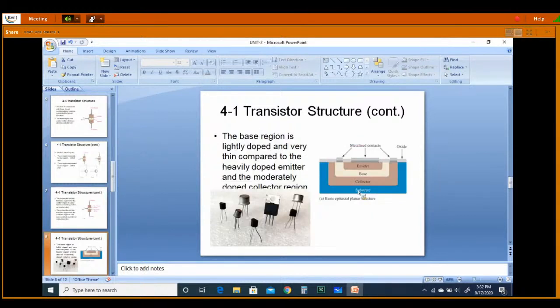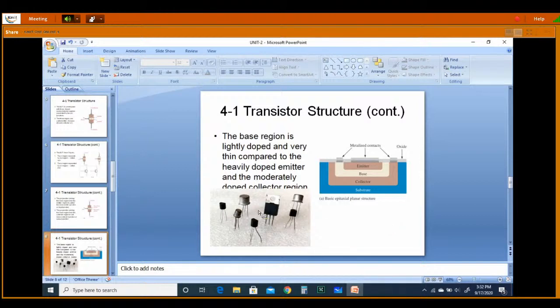This is a simple structure. If you see the epitaxial planar structure, it has a substrate, under it the collector, then base and emitter. Now see the collector width, how much area it has. Collector area is very, very large. The base region is lightly doped and very thin compared to the heavily doped emitter and the moderately doped collector region. This is simple BJTs with different types of BJTs.